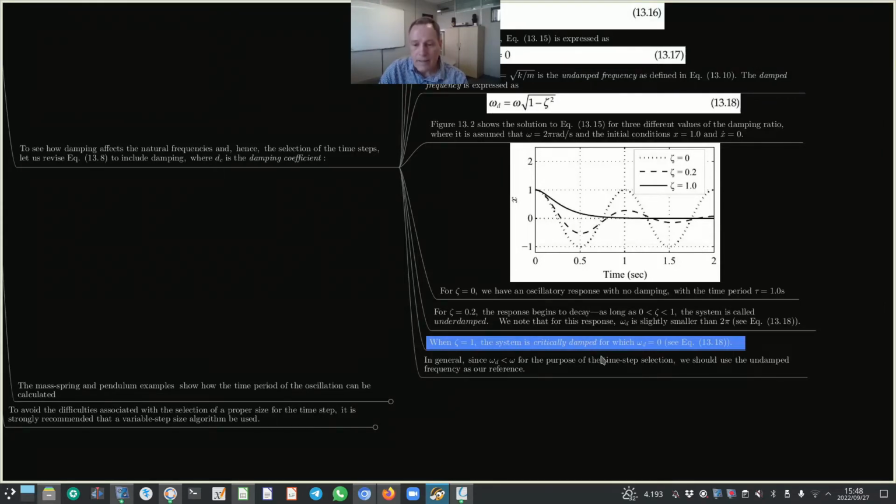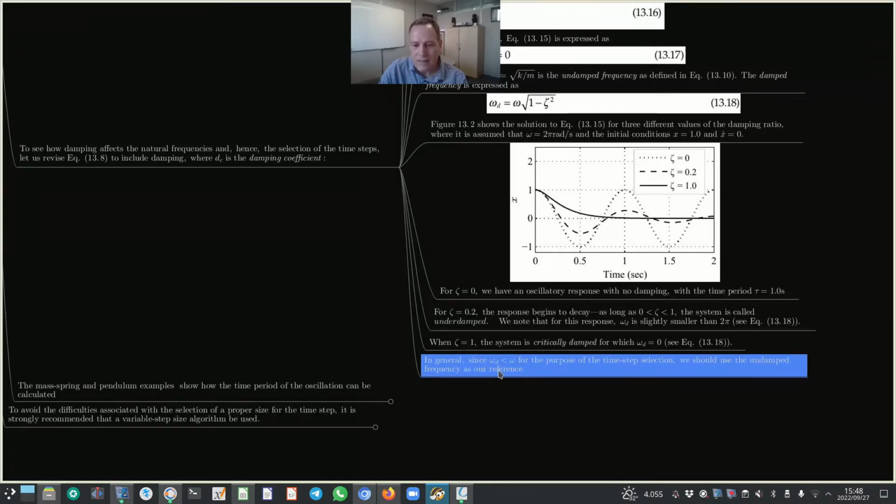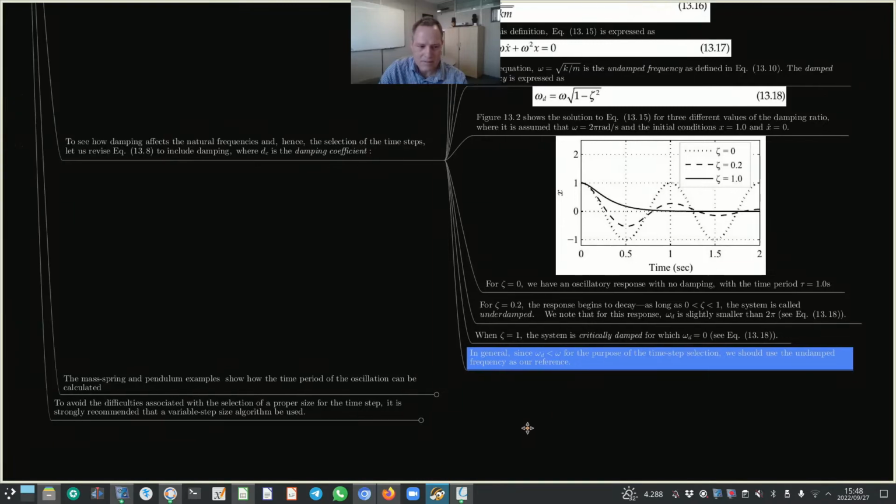So we have a critically damped system. In general, since the damped frequency is less than the undamped frequency, for the purpose of time step selection, we should use the undamped frequency as our reference.